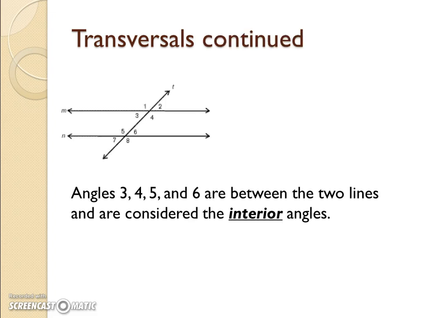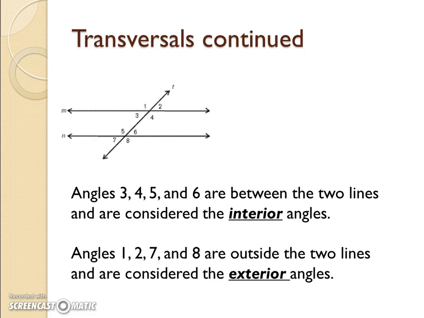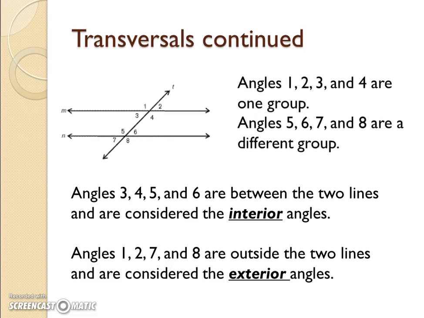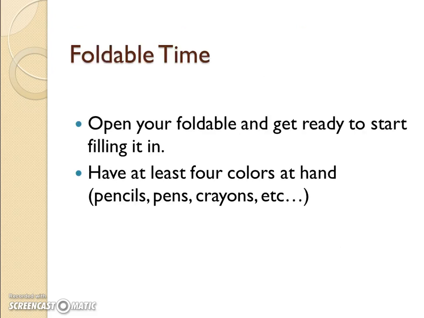First off, 3, 4, 5, and 6, those angles are inside, so they're called interior angles. 1, 2, 7, and 8 are outside, they're called exterior angles. Angles 1, 2, 3, and 4 are in an angle group, and then 5, 6, 7, and 8 are in a different angle group. We're going to use those terms a lot.